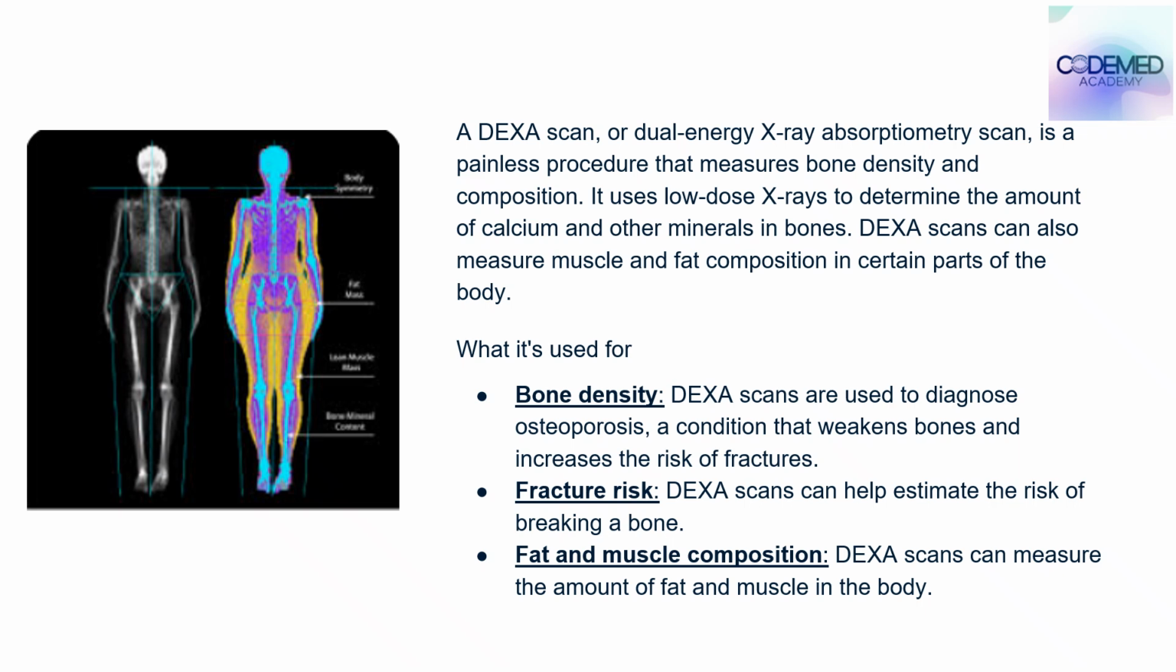Now the next is a DEXA study. It is a scan done by X-ray, also called the DEXA scan, dual energy X-ray absorptiometry scan. It is a painless procedure that measures bone density and composition. It uses low dose X-ray to determine the amount of calcium and other minerals in the bone. DEXA can also measure the muscle and fat composition. Usually, we use the DEXA scan to check bone density, fracture risk, and fat and muscle composition.